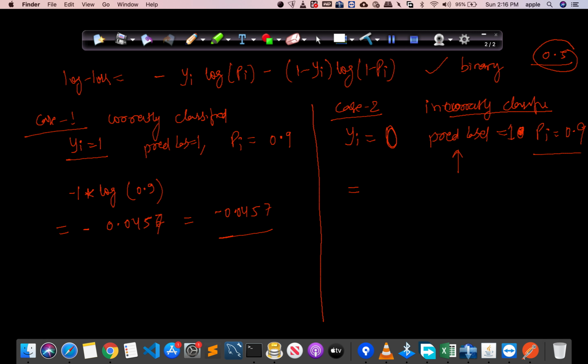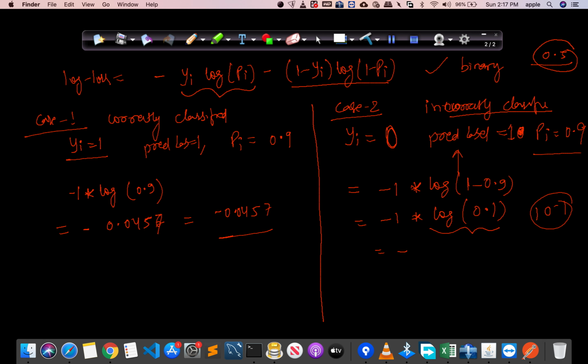And now let us calculate the log loss. Since yi is 0, this term will vanish and we will have this term. In this term yi is 0, so this gives us 1, and since minus is multiplied with this particular term, this will be minus 1, multiplied by log of 1 minus 0.9. So this is minus 1 multiplied by log of 0.1, and this will give us minus 1. Why? This is 10 to the power minus 1. That's why we'll have minus 1 here. So minus 1 into minus 1, this will be 1.